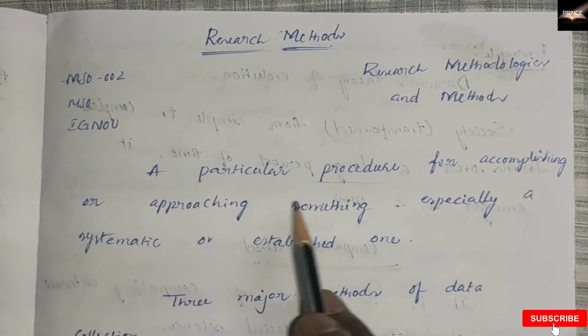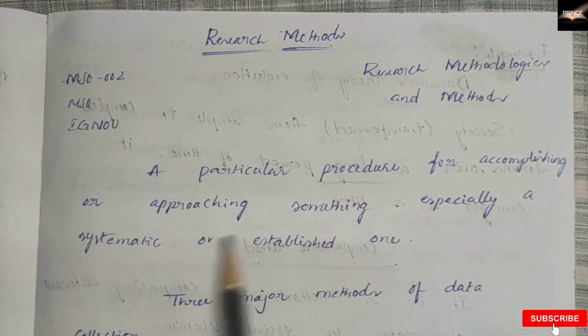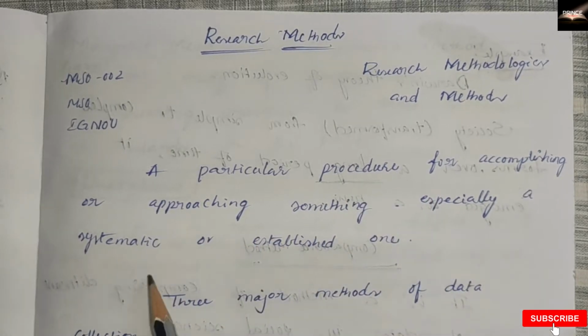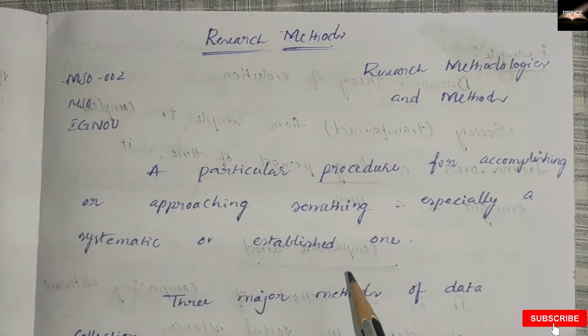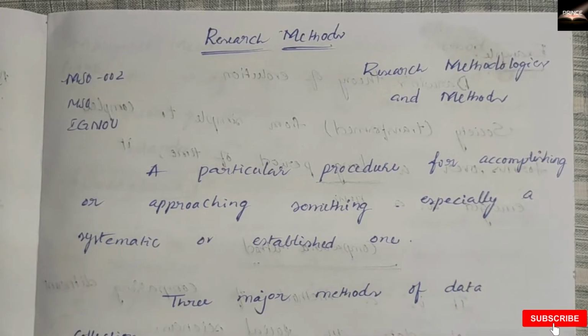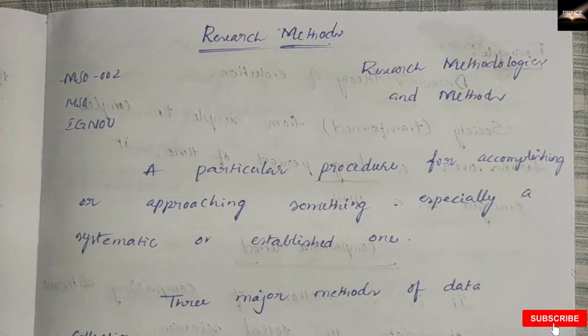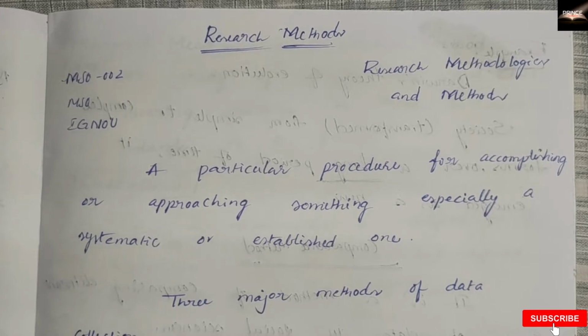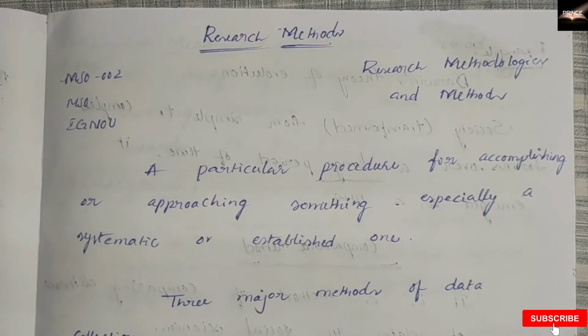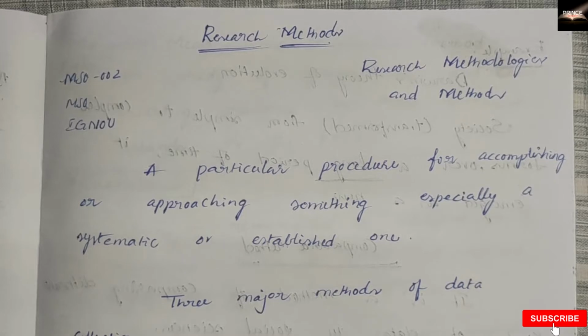Research method is a particular procedure for accomplishing or approaching something, especially a systematic or established one. Research method is a procedure for approaching something, inquiring into something, in a systematic manner. It's actually a method, a procedure.